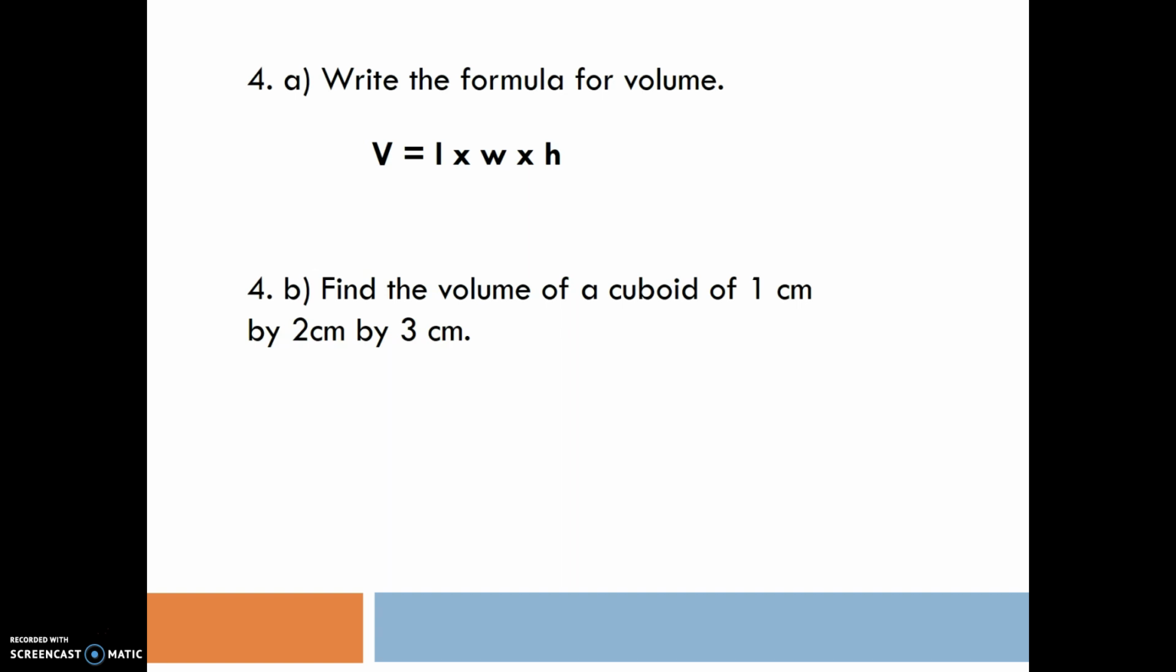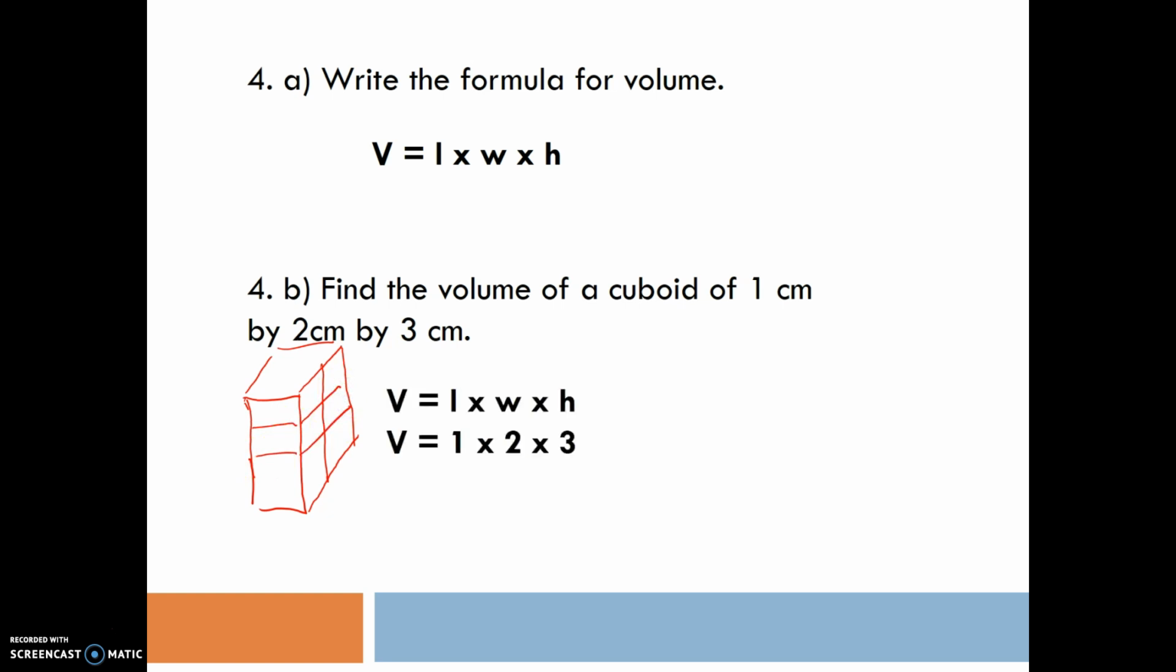And now let's find the volume of a cuboid that's 1 centimeter by 2 centimeters by 3 centimeters. Okay, so we're looking at something like, it's in your notes, but it's not on my PowerPoint here. We've got 1 by 2 by 3. Something like that. Let's start with our formula, length times width times height, and then substitute in our values, 1 times 2 times 3, and that's going to equal 6 centimeters cubed.